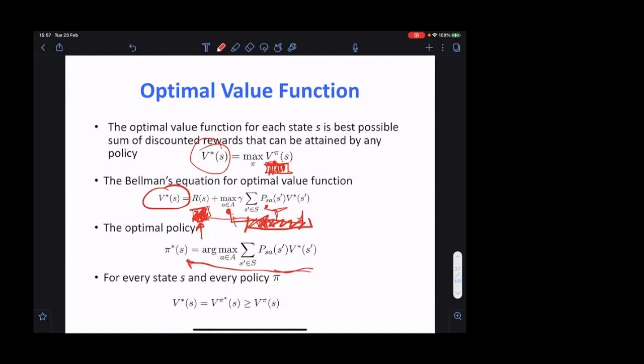And you can actually prove that for every state and every policy, this optimal one would always guarantee that it gives you the largest value.